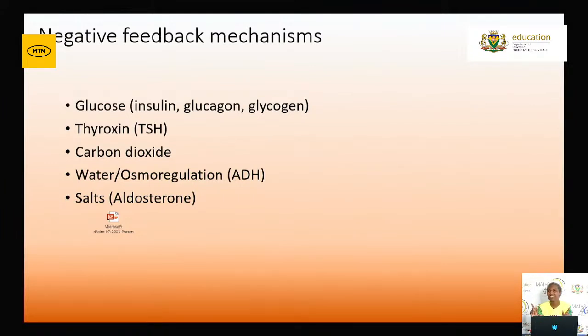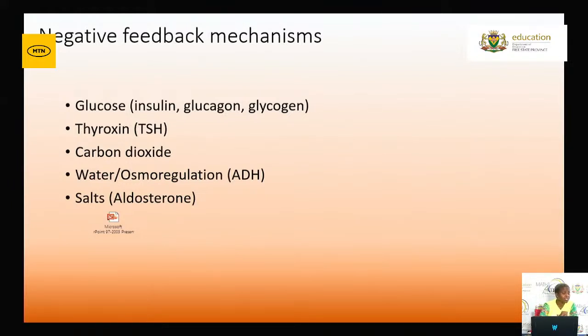We have 7 negative feedback mechanisms, and you are expected to know all these negative feedback mechanisms. Don't set your question paper and say, I know that maybe this time the only negative feedback mechanism that will be there is the one of thyroxine, or maybe of glucose. Please, as I have said, don't set your own question paper. Just make sure that you go through all those negative feedback mechanisms.